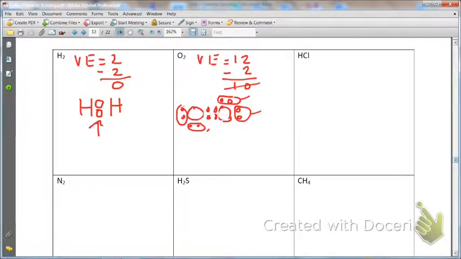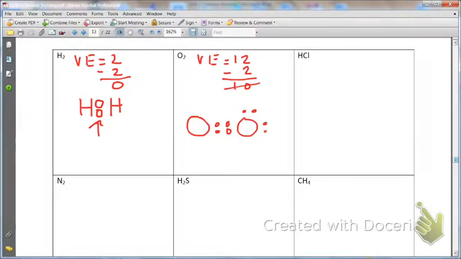So let's clean this up a little bit for you and show you the final Lewis structure for oxygen. It should look like this. We have a double bond between them, and we have 2 lone pairs on each one, like so. And that gives us an example of oxygen.